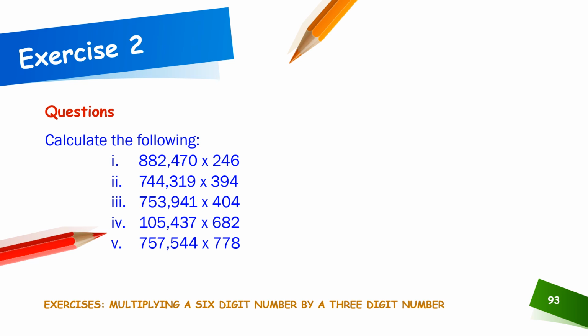And now have a go at exercise 2. This allows you to practice multiplying a 6-digit number by a 3-digit number. Pause the slideshow whenever you need to. Solutions will be released one at a time.